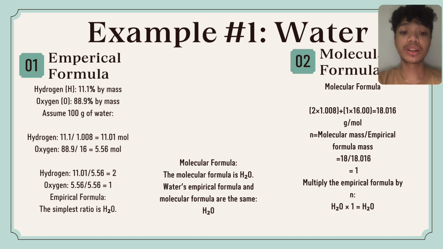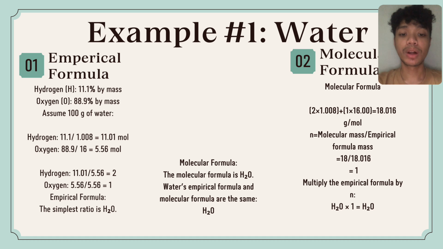Let's find the molecular formula. H2O has a mass of 2 times 1.008 plus 1 times 16 equals 18.016 grams per mole. So the molecular mass of water is also 18 grams per mole.